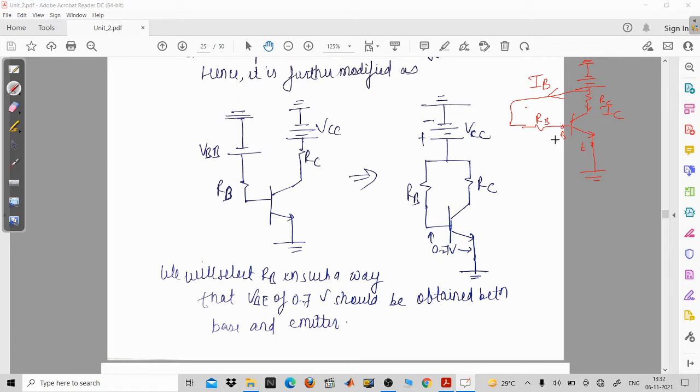So 0.7 volt will be sufficient to forward bias your base emitter junction of the silicon transistor, and for germanium it is 0.3 volt. So now we will try to analyze this circuit, how this circuit is going to operate when the variations come into the picture.